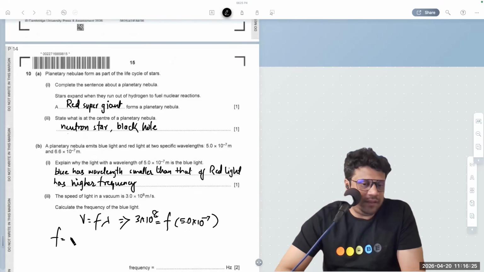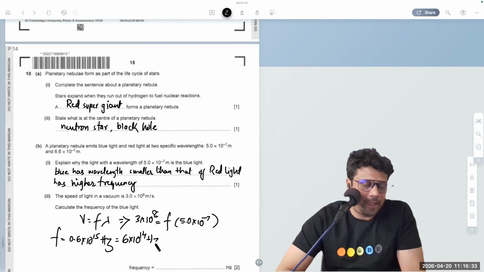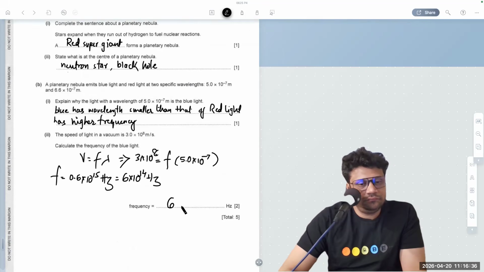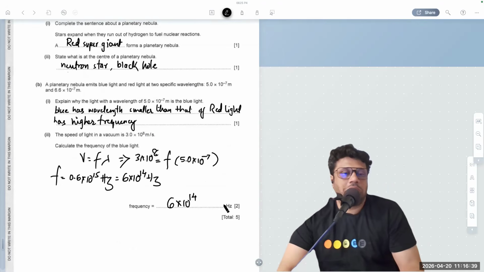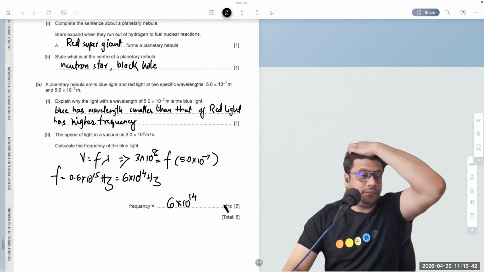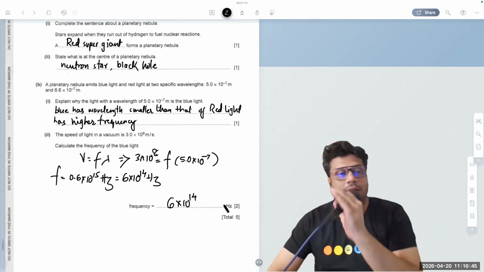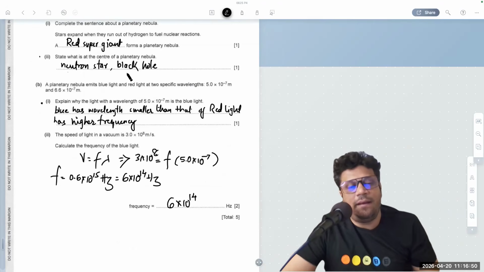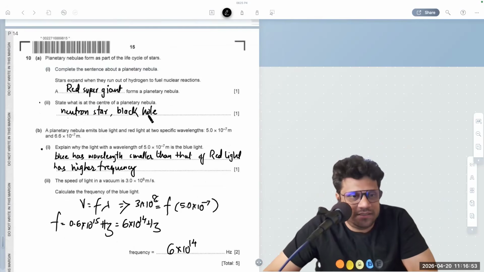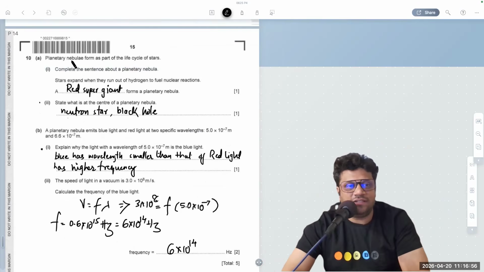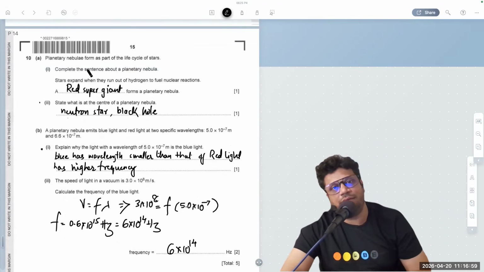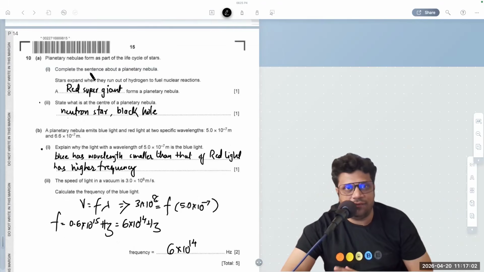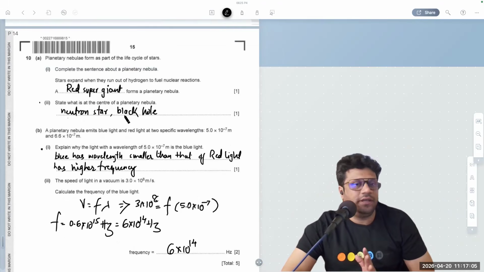So F comes out to be 0.6 into 10 to the power of 15 hertz. We can write it as 6 into 10 to the power of 14 hertz. Okay. Still, I'm a little confused about these two though. But I remember this is there in the syllabus. So for chapters like these, which have been recently added, the syllabus is one nice way to memorize the facts instead of going random.